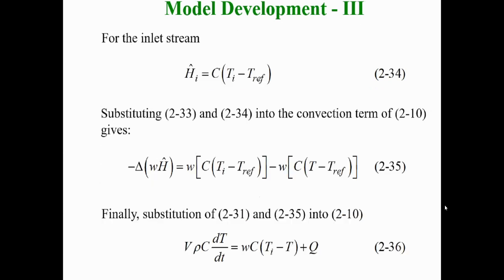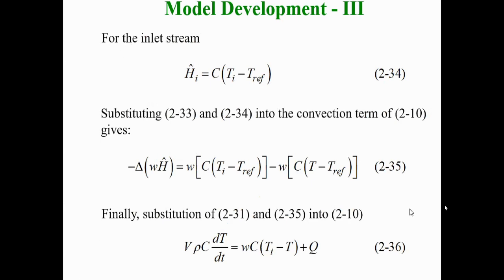So the third model development, where here you're talking about the inlet stream given by H caret i equal to C (T_i minus T reference). Yeah, talking about the i direction. So substituting equations 2.23 and 2.24 into the convection term of equation 2.10 will give you equation 2.35 here.